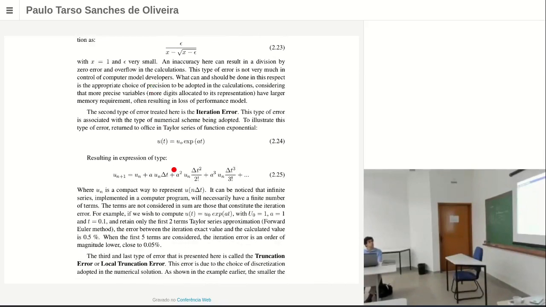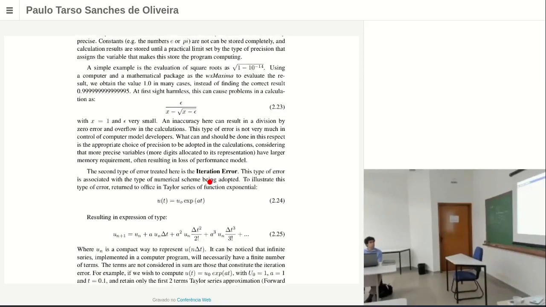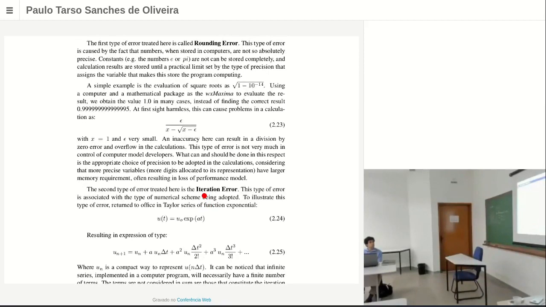What I have here is about a page and a half of discussion on errors. Errors in numerical models. There are three types of errors that we have to be aware of when we're making our numerical models, numerical solutions. Rounding error is one, obviously. You have numbers such as pi, such as Euler's number, such as the square root of 2, that you can only put so many decimals in your code.